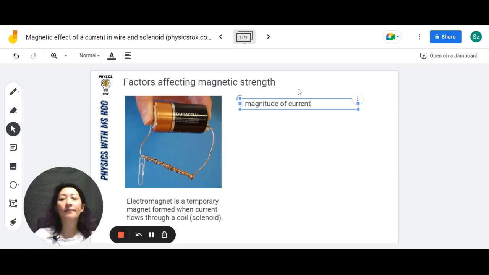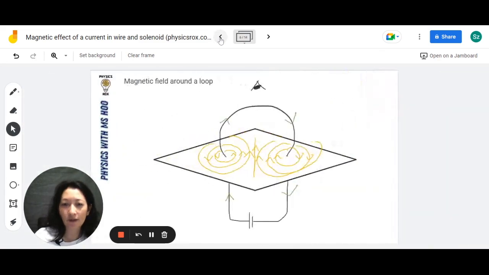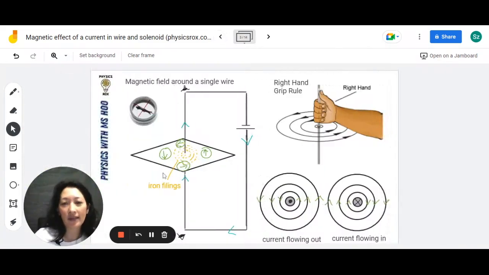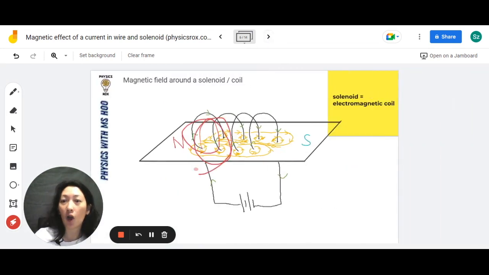Now, what else? If you look at what we've learned so far, just backtracking. If you have a single wire, yep, you've got the magnetic fields here. But if you have a loop, you can get stronger magnets. And if you put a coil, even stronger. So what does this tell us? More loops.